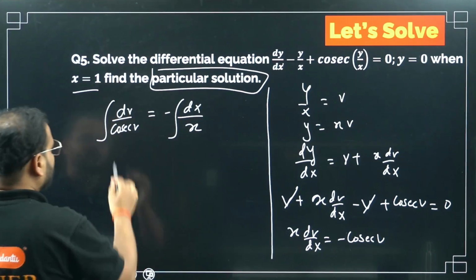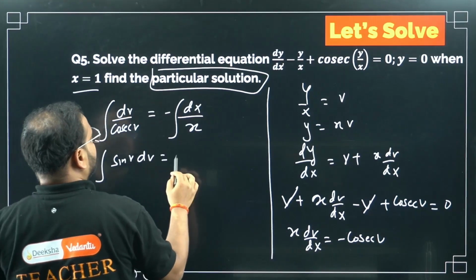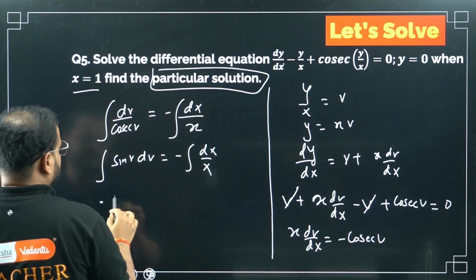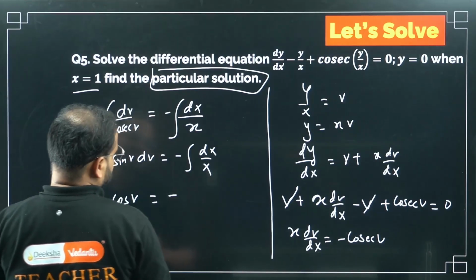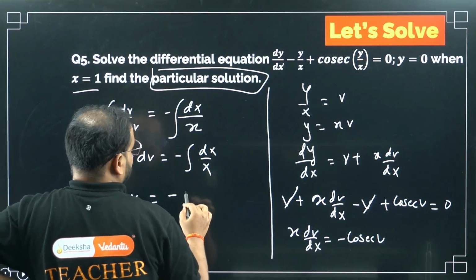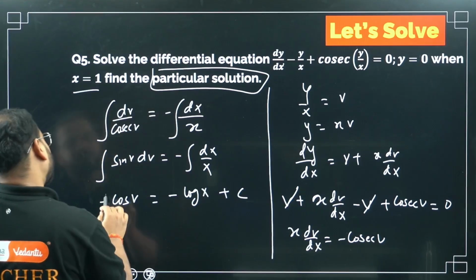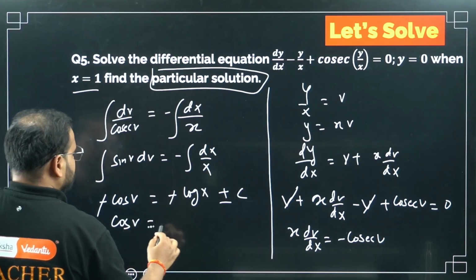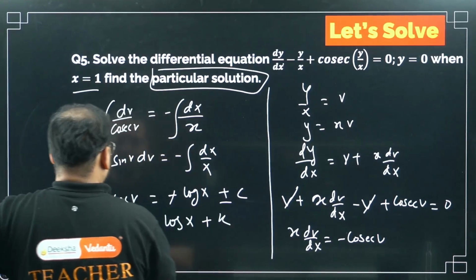Okay, I can write cosec as what? Sin v dv equals minus dx by x. How much is that? Sin integration is minus cos v. What will this be? Minus minus log x and plus constant c. I can take the minus sign out. Okay, this will become, I'll get what? Cos v equals log x, plus I can write a constant k, no problem.